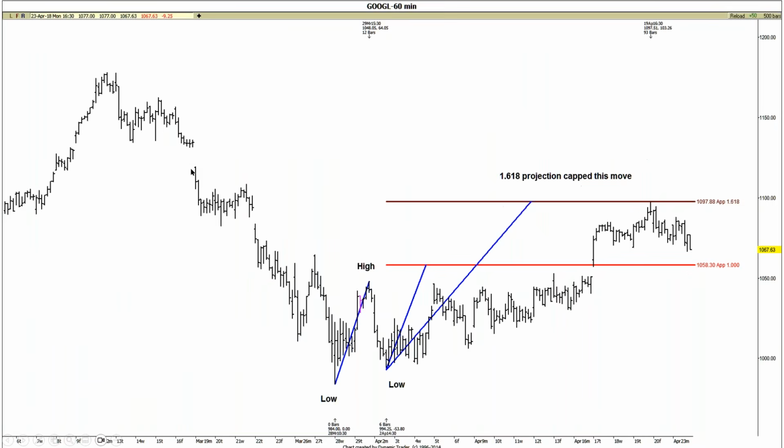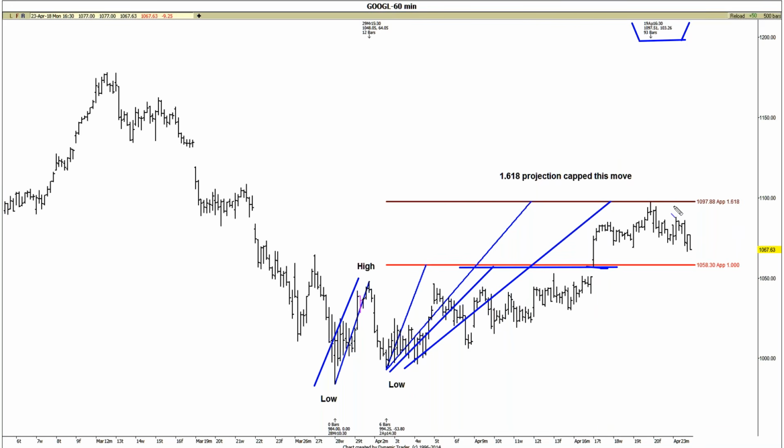So that's projection. This next example is Google on a 60-minute chart, but this is going to also show the other projection. So we have a low to a high projected from a low. Now at the 100%, we really didn't see any reaction there. But in this case, at the 1618 projection, we did. That came in at 1097.88, the actual high. Again, not looking for perfection, but we're looking for close enough.